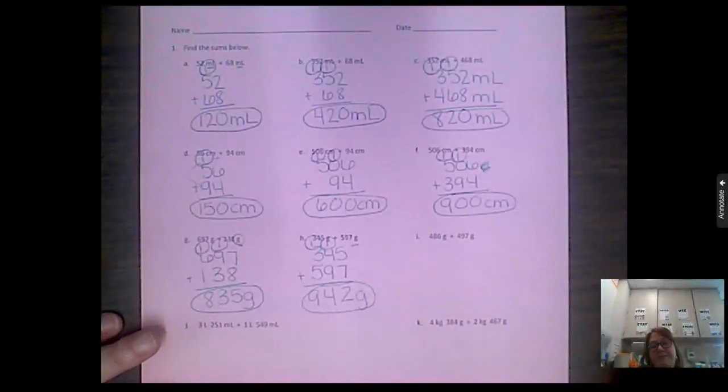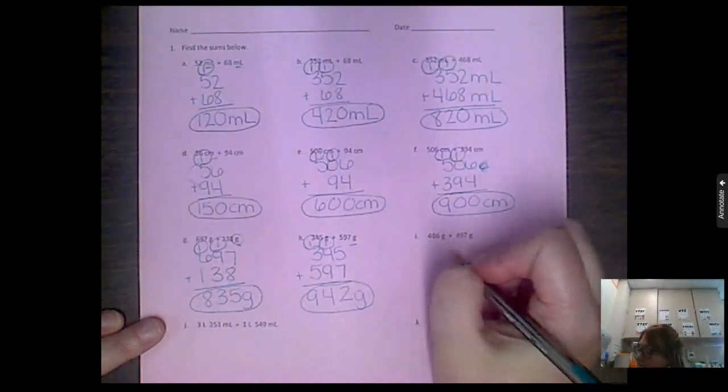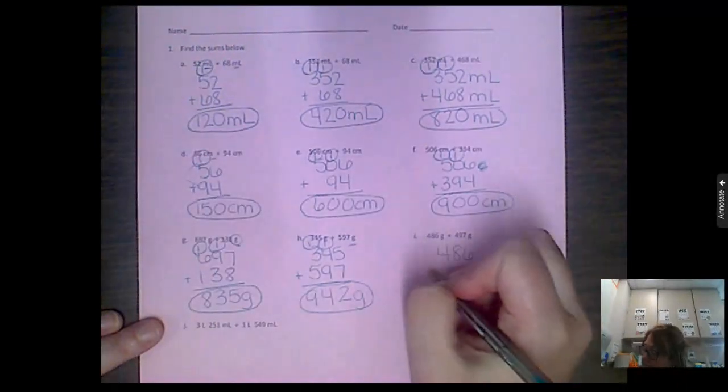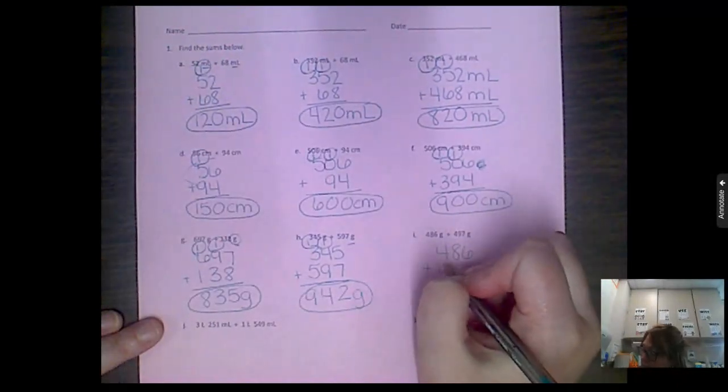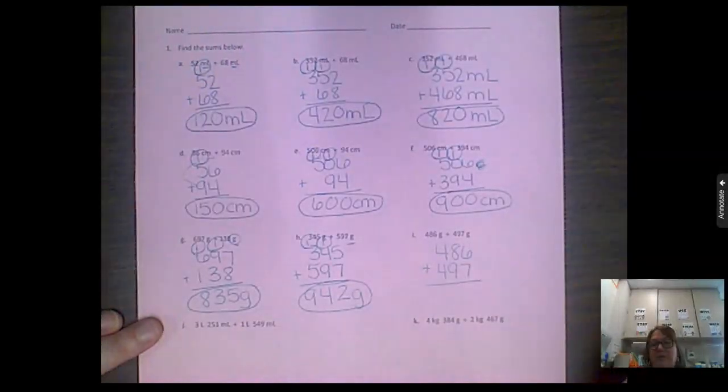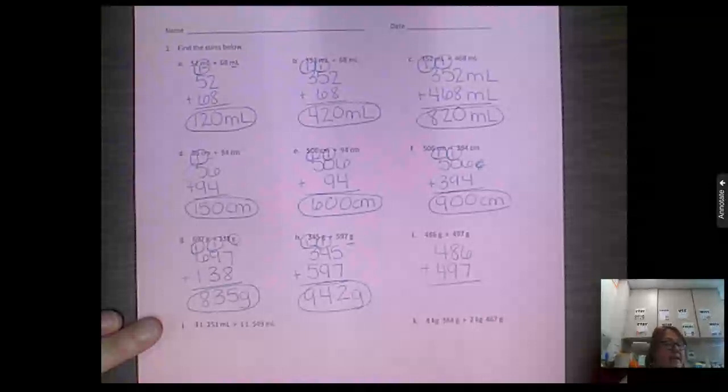How'd you do? Good, and the last one of this row is 486 plus 497. So make sure it's nice and neat and lined up.